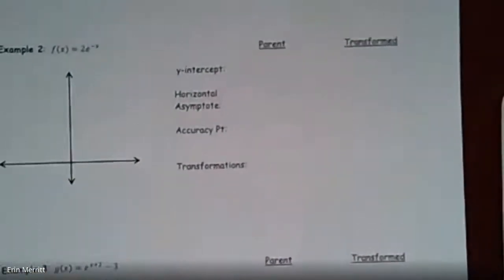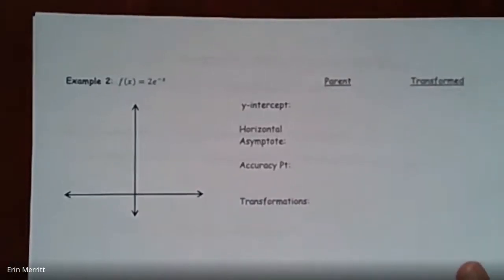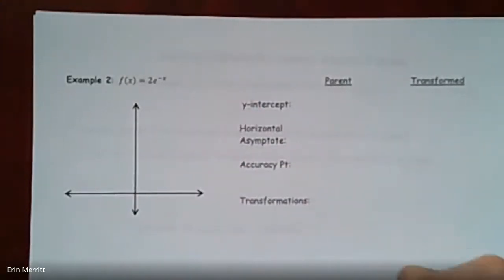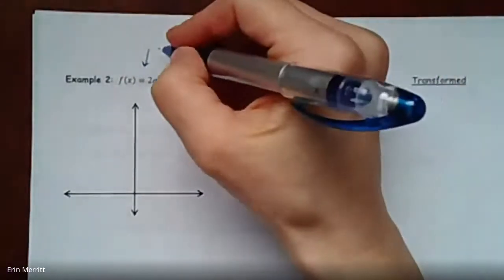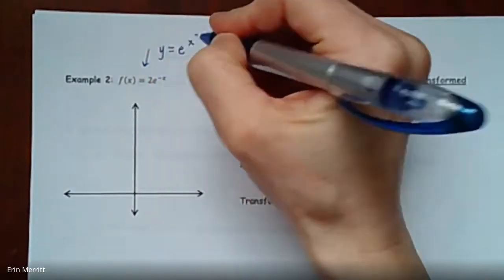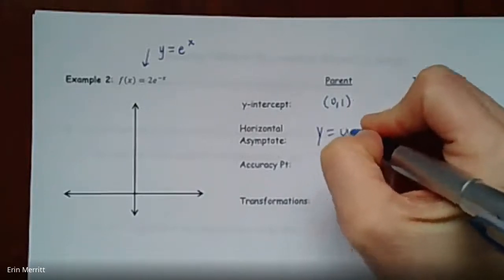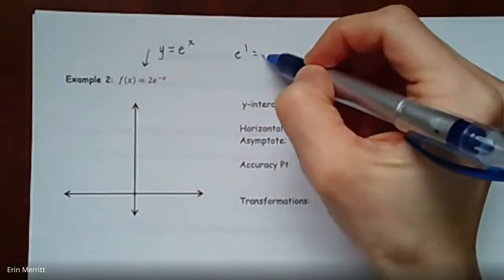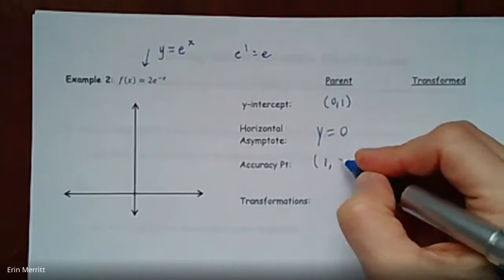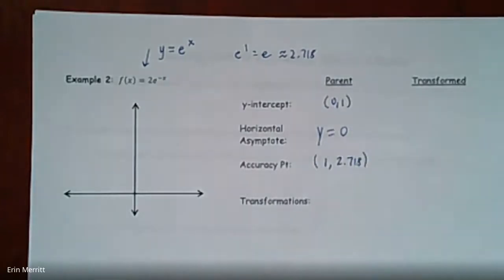For these ones here, this is just showing that just like any graph, we can transform it. So it's more practice than it is anything else. So let's maybe just look at one of them. As a reminder, anytime we're trying to transform a function, I have to bring it back to a basic old parent function. So e to the x would be the parent, like what we just looked at. The y-intercept is right here at (0, 1). Horizontal asymptote would be y equals 0. An accuracy point: if I plug in x equals 1, then I would get out e. So (1, 2.718) would be my accuracy point.